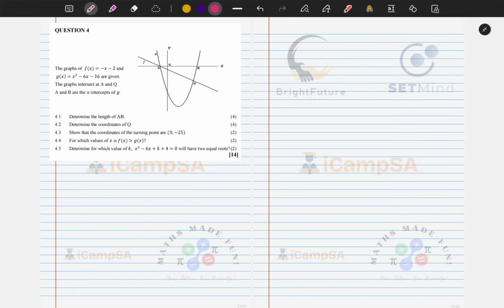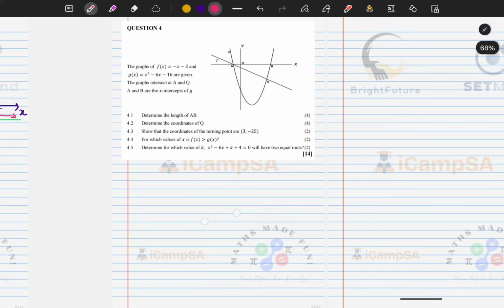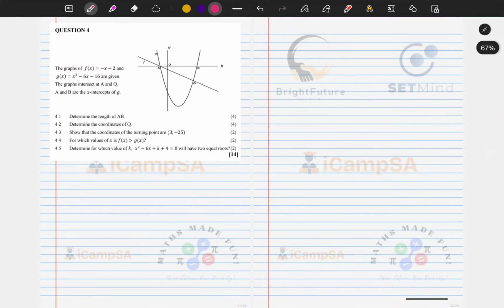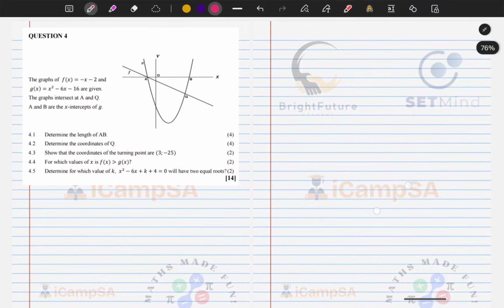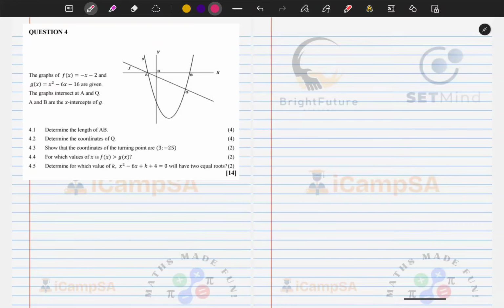Great. So now let's look at question 4. In question 4, it's a functions problem. They're telling us that the graphs of f of x, which is f of x equals minus x minus 2, the straight line graph, and g of x, which is the parabola, are given. The graphs intersect at A and Q. So this is where the graphs intersect.